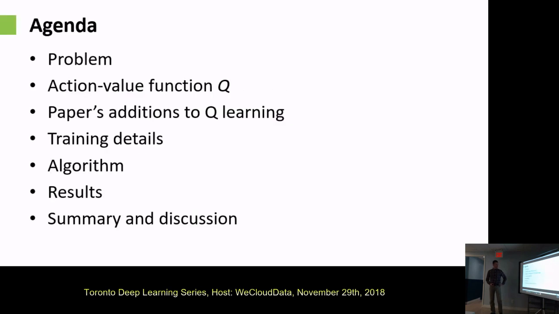What we're going to look at, we'll first look at what is the problem that they're trying to solve. We'll look at the action value function Q, the way that the paper adds to Q learning, which is a reinforcement learning algorithm. We'll look at training details, how they train the model, the algorithm itself, the results, and then we'll have a summary and some discussion points after the break. So let's go to it.